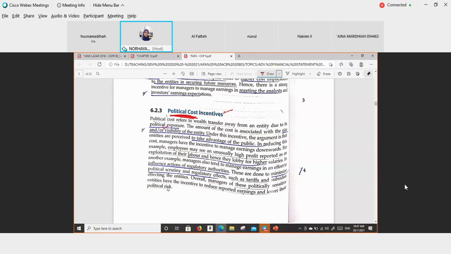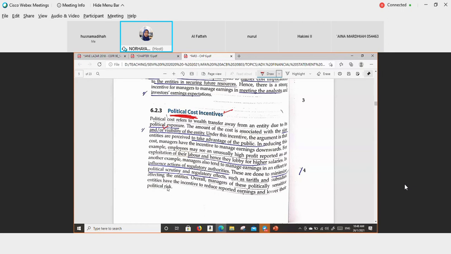Kenapa? Contohnya, katakanlah LHDN, the authority, they will look for big companies in order to make sure that the companies pay tax lah. Kalau you punya income tinggi, so maknanya tax pun tinggi kan. So that is why managers sometimes show the income looking lower. Decrease the earnings, manage the earnings to make them lower, in order to avoid the political cost.